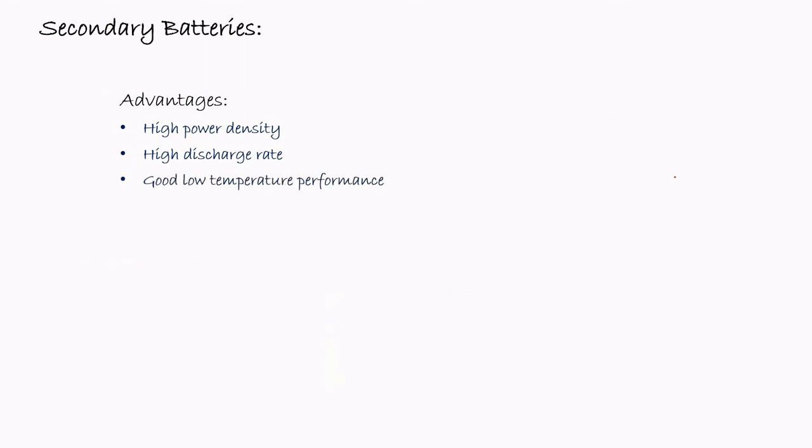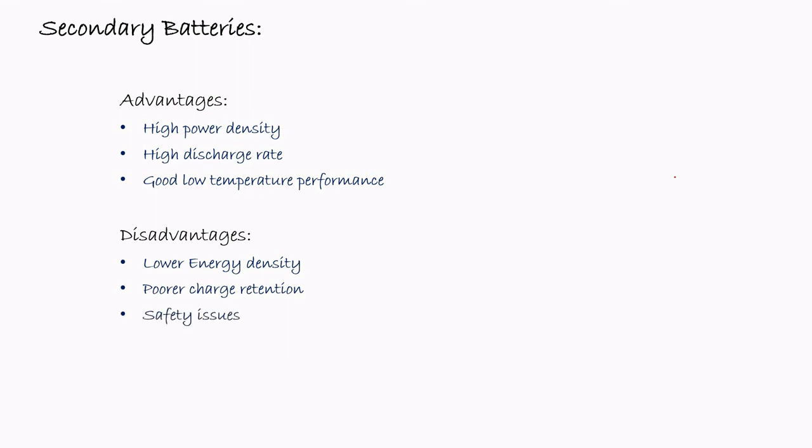The advantages of the secondary batteries: it has a very high power density, high discharge rate, good low temperature performance. Disadvantages are low energy density. Remember, in the case of a secondary battery, the power density is high, but the energy density is low. It has poorer charge retention. That means the charging option is poor compared to the other types of system.